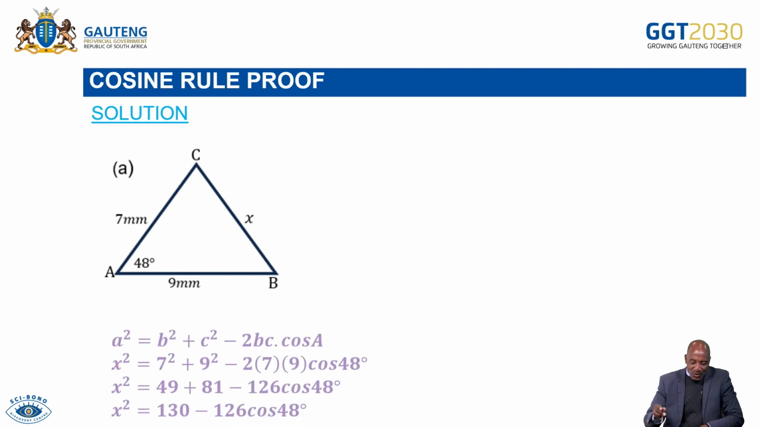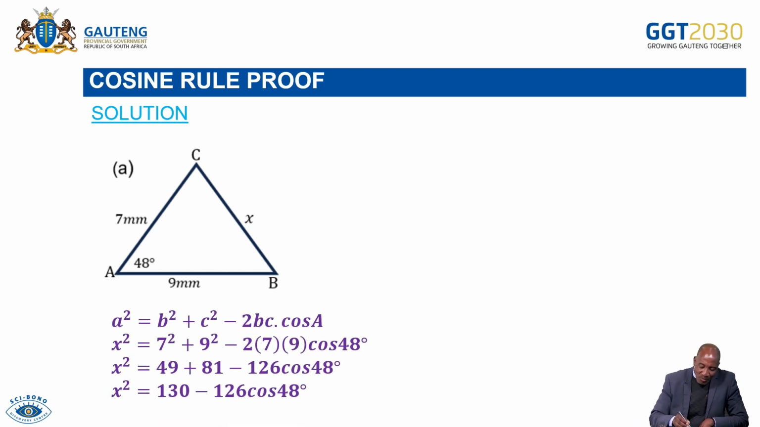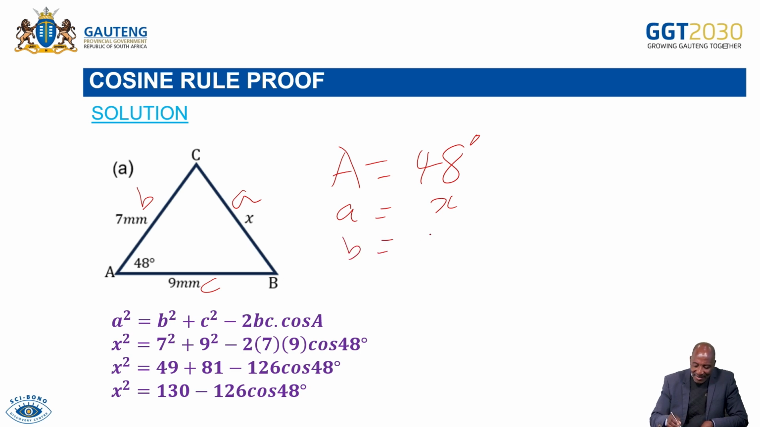The cosine rule will then say I'm looking for small a. This is small a. I know small b. I know small c. Otherwise, my capital letter A is 48 degrees. Then our small letter a is x, our small letter b is 7, and our small letter c is 9. We then replace in the formula a squared equals b squared plus c squared minus twice the product of those two cos of angle A.